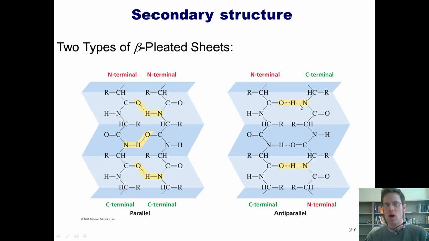I really don't and will not require you guys to know any of these rigid details regarding secondary structure. I just want to make sure that I introduce them to you.